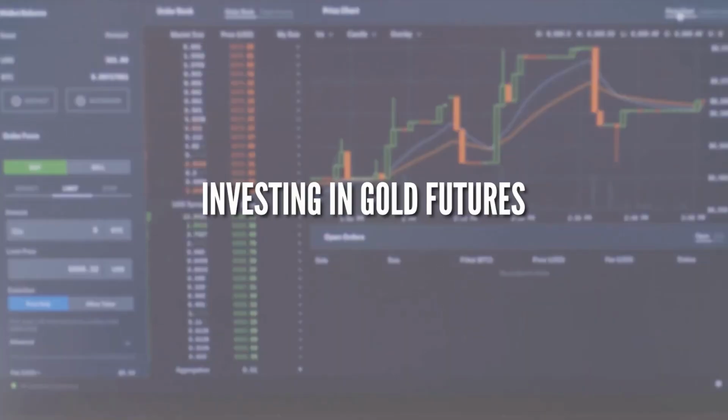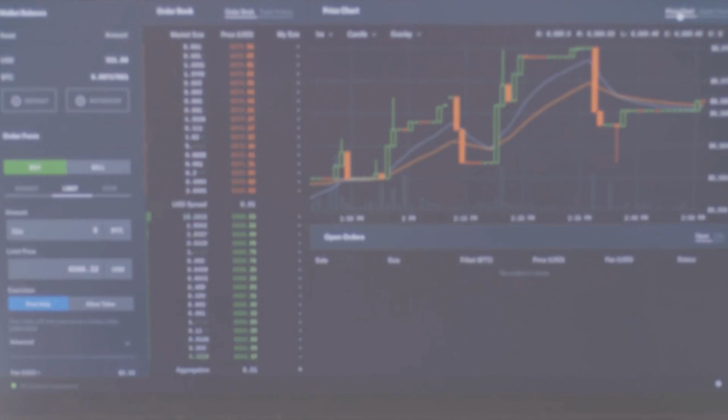3. Investing in gold futures. Investing in gold futures is a way of speculating on the price of gold in the future.